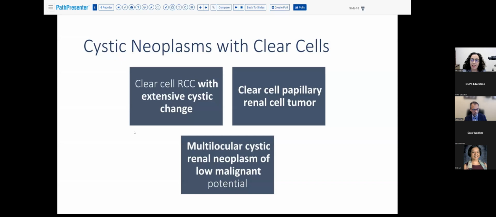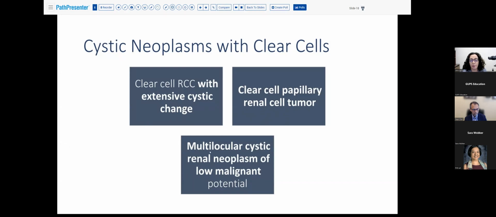So moving on in our differential, or in our category of neoplasms with cystic components, we get to the cystic neoplasms with clear cells, and that encompasses really three main categories: clear cell papillary renal cell tumor, which previously was referred to as clear cell papillary renal cell carcinoma, and now has been downgraded to a tumor because of its indolent prognosis.